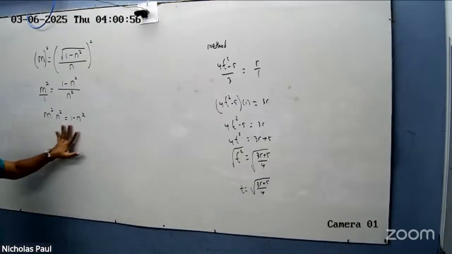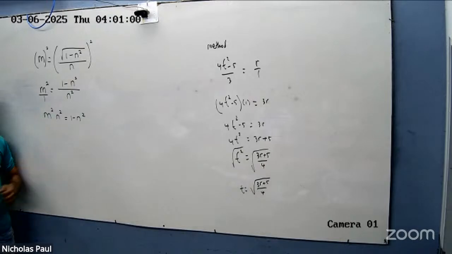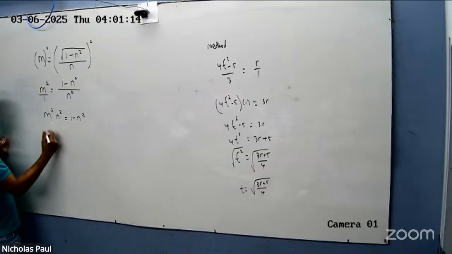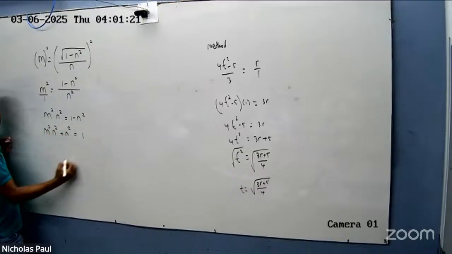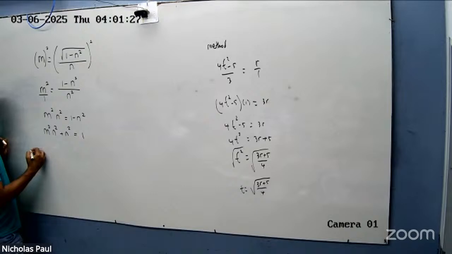You okay with that? When you reach here, Ethan, what will you do? Before you do that, you have to bring the like terms together. So bring all the n squares together. What's the next step? We want the n by itself, right? So what will you do, Samir?